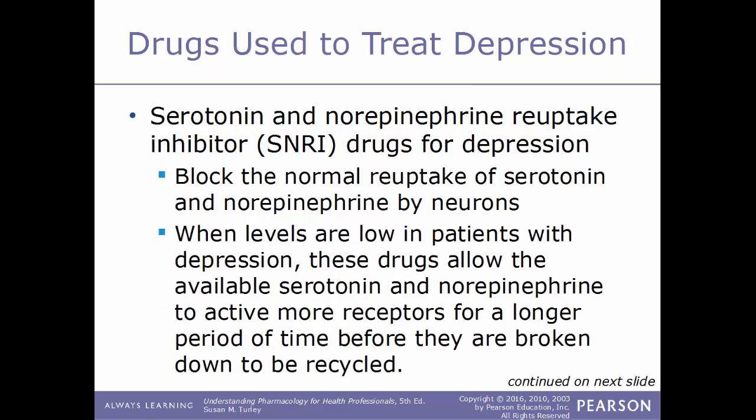name Zoloft. Another category of drugs that are used to treat depression are the SNRIs, serotonin and norepinephrine reuptake inhibitors. And these will block the normal reuptake of serotonin and norepinephrine. So when levels are low in patients with depression, these drugs will allow the available serotonin and norepinephrine to activate more receptors and for a longer period of time before they are eventually broken down.